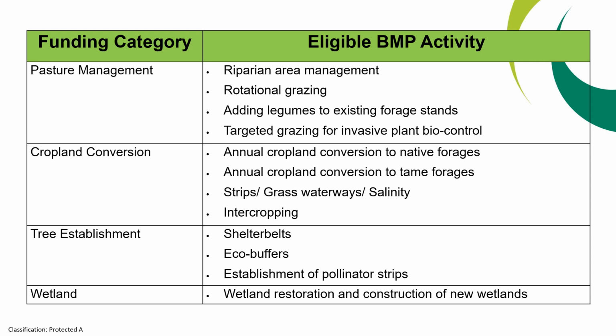Next, we have cropland conversion. BMPs offered under this category include cropland conversion to native forages or tame forages, establishment of perennial forages in strips, grass waterways, or saline areas, and intercropping. Third, we have tree establishment. This covers establishment of shelter belts, eco-buffers, and pollinator strips. And our 4th category is wetlands, and that includes restoration and construction of new wetlands.